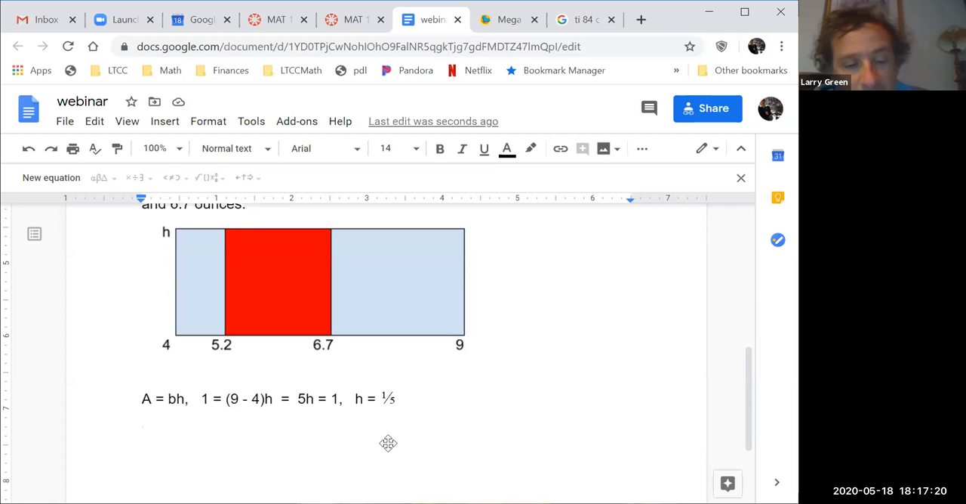So now I'm going to write down again, even if you get tired of it, A equals BH, because that's what we're going to be using on all this stuff. Any questions on this idea so far? Okay, now we don't know A. So we can say A is equal to the base. And how do you find the base of the smaller rectangle? Yeah, so we're going to take the 6.7 minus 5.2, and then times the height, which was 1 over 5, because that was what we found.